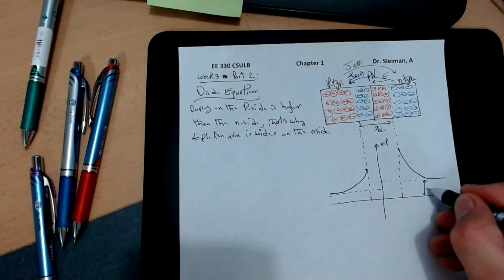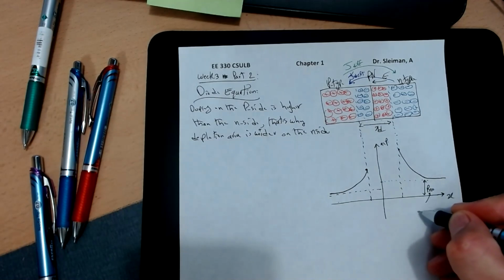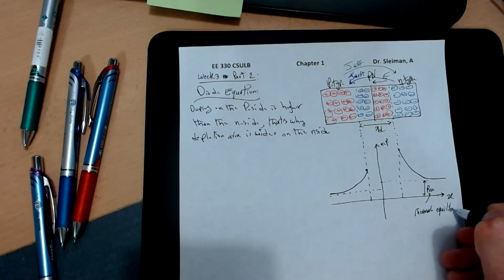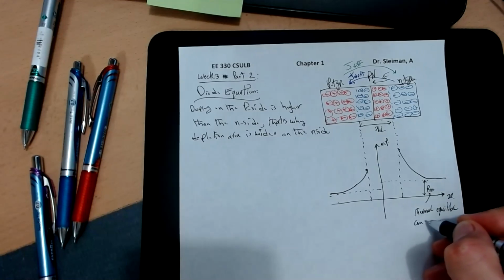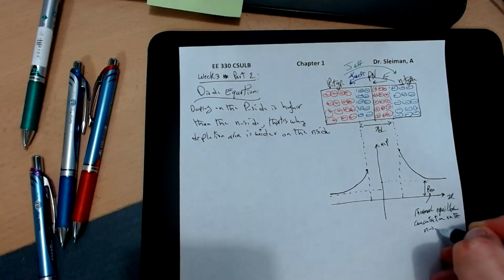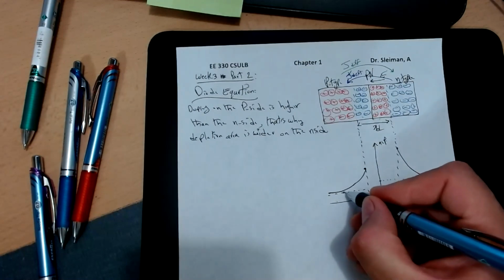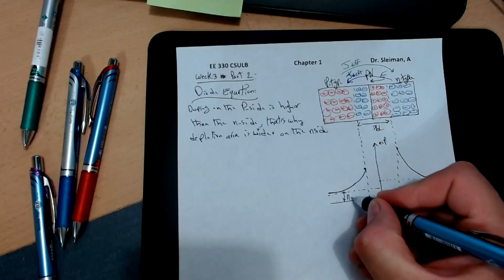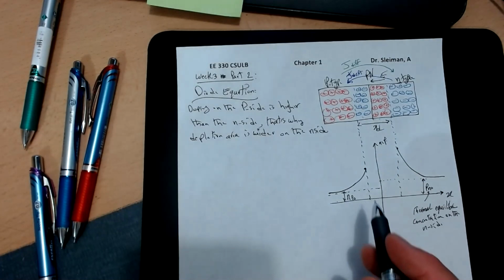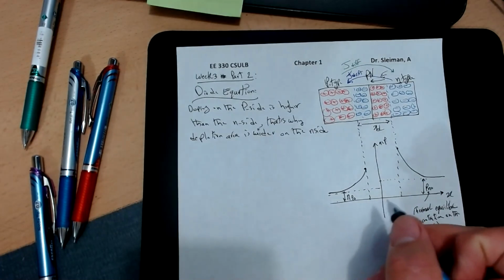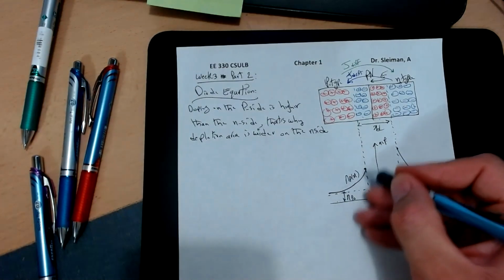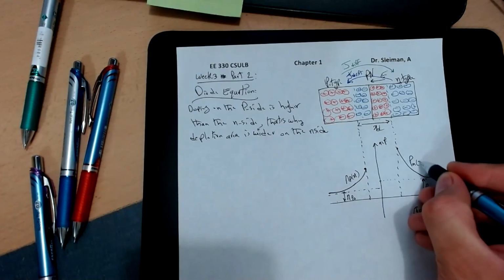So this is the pn0, the thermal equilibrium concentration on the n side, and also here is the np0, which is the thermal equilibrium concentration on the p side. So usually this will be np of x because it's exponential, and this is pn of x.